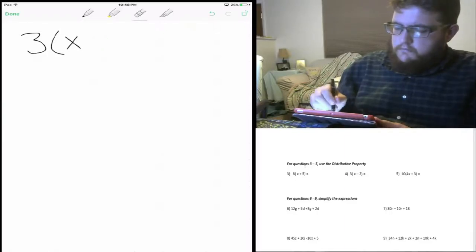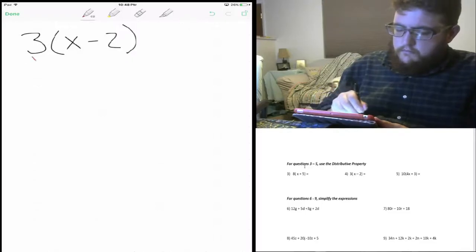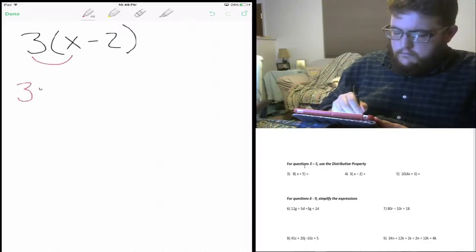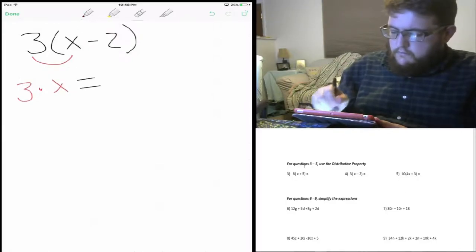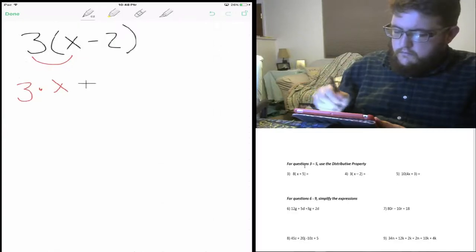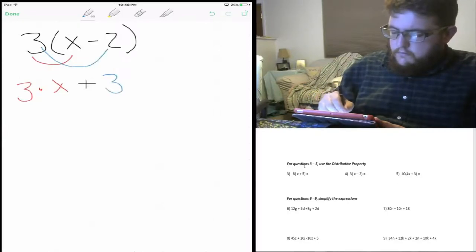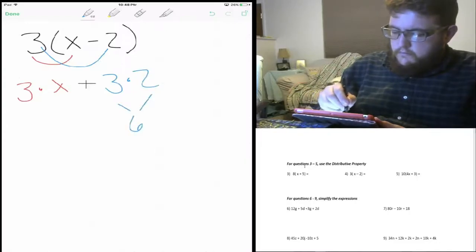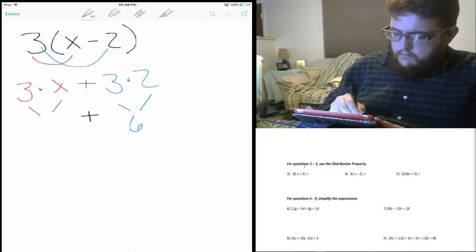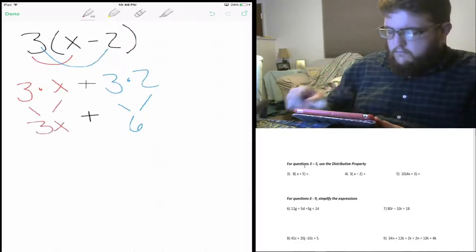Alright, let's jump on to number 4. 3 times the sum of x. Oops, sorry, it's not the sum. 3 times the difference of x and 2. Once again, we'll distribute the 3 to the x, and we will add that to the product of 3 and negative 2. Now you'll have to bear with me a second while I catch myself. It should be 3 times negative 2, not 3 times 2.